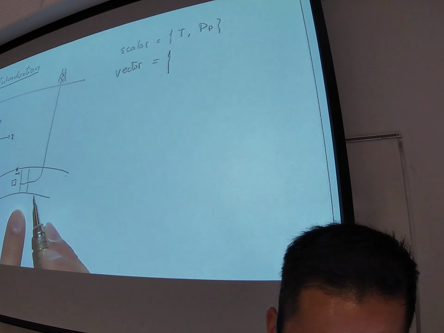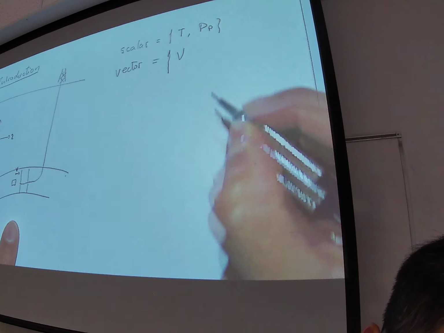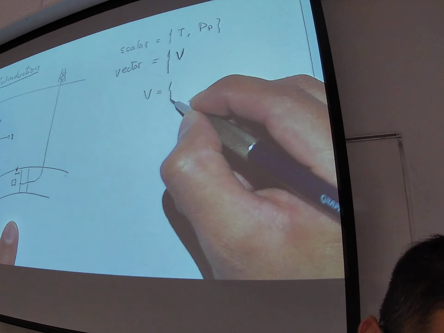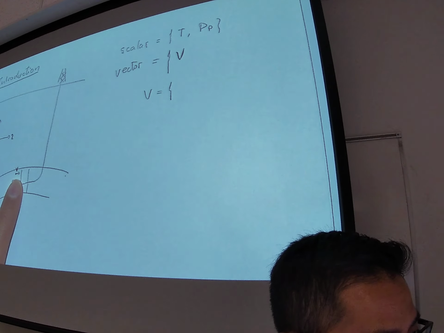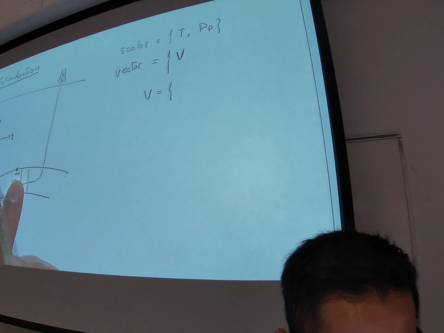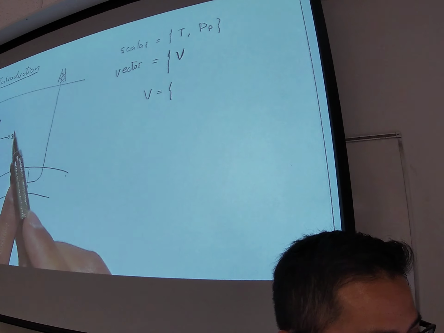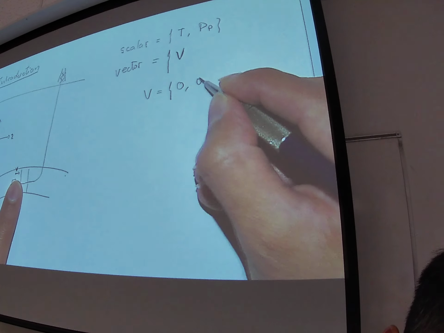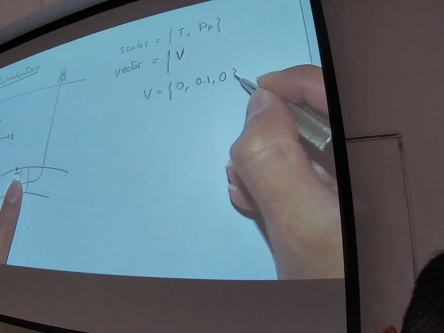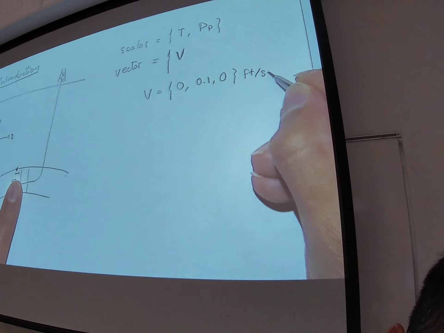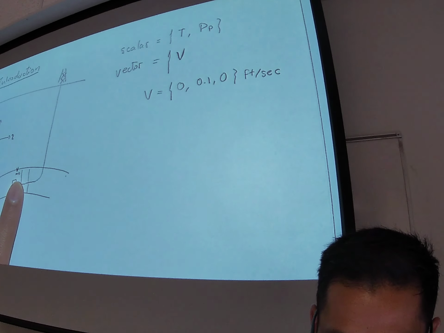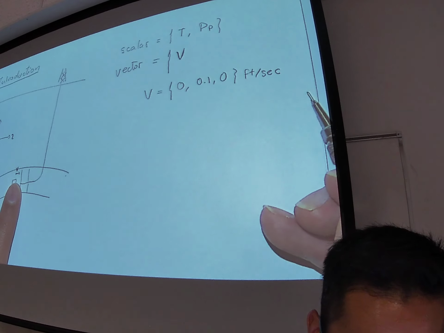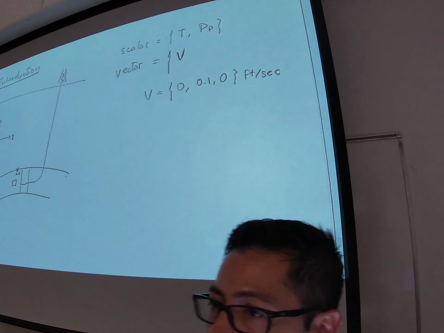In this particular case, for example, this is the vector v. It doesn't look like it's going in direction 1. It doesn't look like it's going in direction 3. It looks like it's going mostly in direction 2, right? So I could say, for example, 0, 0.1, 0 feet per second. And now I need 3 numbers. That's a vector, okay? Can you give me another example of a vector?